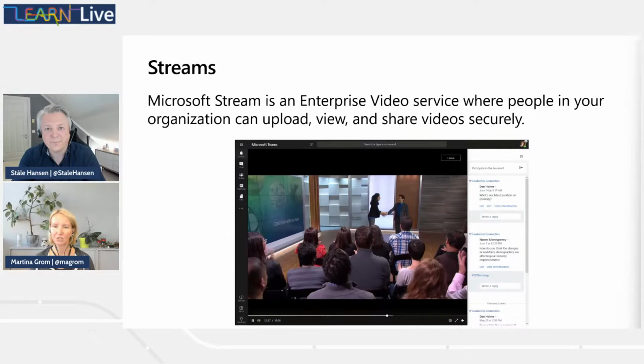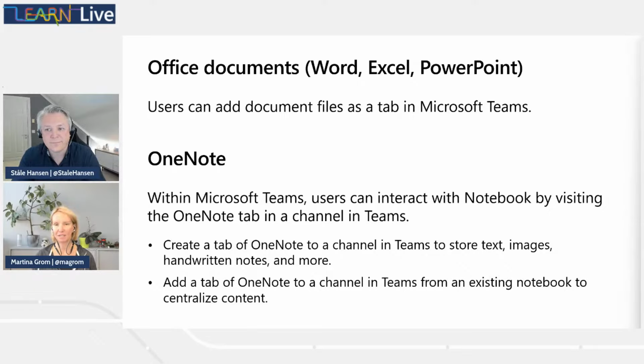And then we have our Office documents: Word, Excel, and PowerPoint. You can add those document files as a tab in Microsoft Teams. So consider you have a workbook that everyone within the team needs to have open in Excel; you can simply add it as a tab in your Microsoft Team. Files stored in a team file library are accessible to every member of the team, and team members can co-edit Word, PowerPoint, and Excel documents, or comment on Visio files.